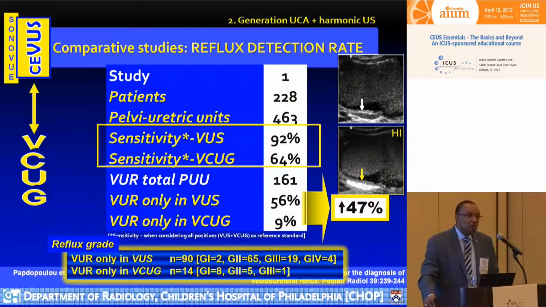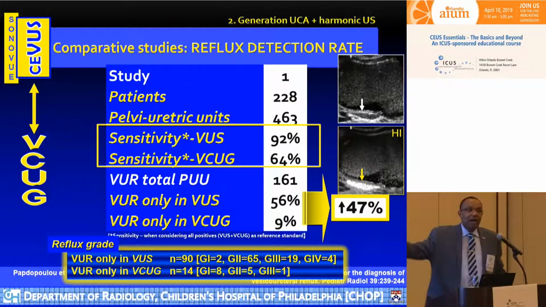So there is no doubt there are thousands of children included, thousands of pelviureteric units, many publications. And the detection rate of the microbubbles is much higher on ultrasound. And I'm talking about the era before you see all these machines. All the machines we saw at lunchtime are much better than the machines that were used in this study. These have been now optimized.